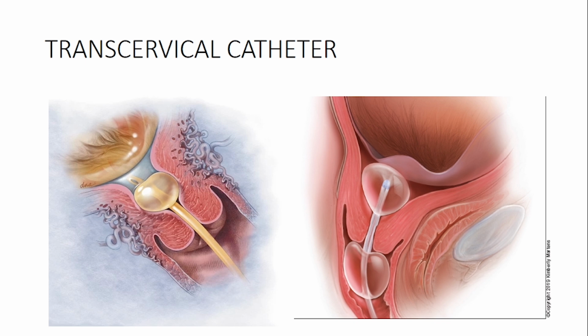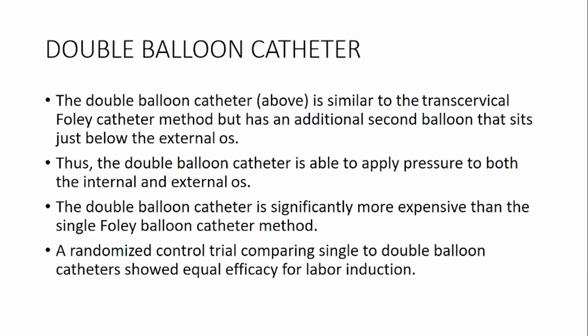And sometimes two catheters can be used, one above the other. One can be in the cervix and one above the internal os. But again, the available data has not shown that a double catheter is superior to a single catheter in causing ripening of the cervix in induction of labor.